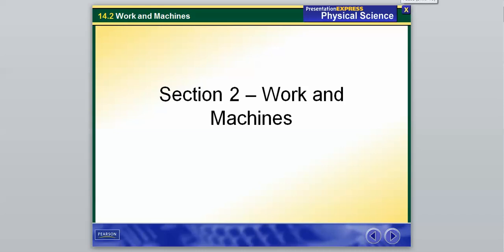We're going to start, probably finish up section 2 today. The title of this section is Work in Machines. So we're going to take a look at how work, again, force applied over a distance in the direction of motion, is related to things that are known as machines.